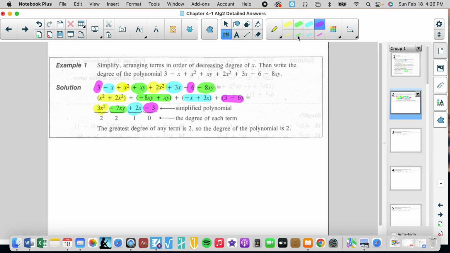Now notice that we have x to the second, then x to the first y, then x to the first. The x to the first y comes first because it has a larger degree, because you have x to the first, y to the first, which would make it a second degree term or monomial, and the 2x only has a first degree monomial. The greatest degree of any term is 2, so the degree of the polynomial is 2.